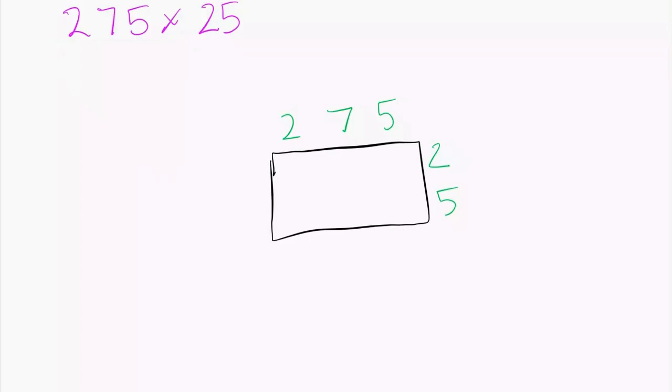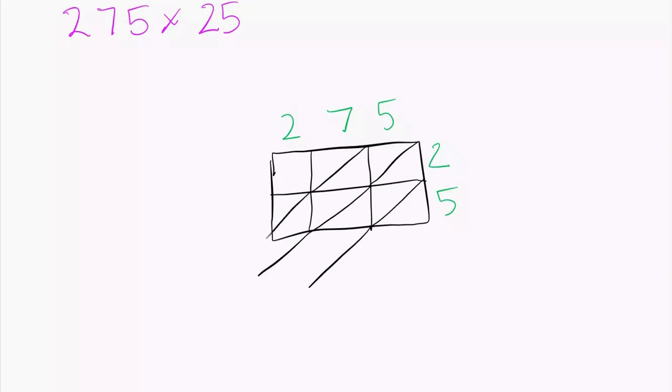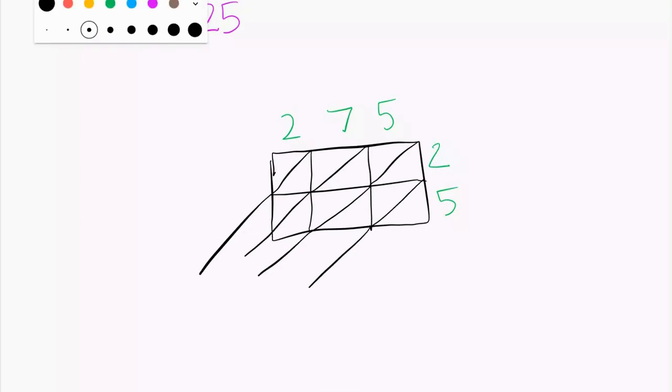Okay, so I have a 3-digit number times a 2-digit number. So I'm going to make 3 rows for 275 and 2 rows for 25. So I have a 3 by 2 box. After that, we're going to make diagonal lines. So we're going to go from corner to corner, corner to corner, and corner to corner. Okay, after that, it's just basic multiplication.